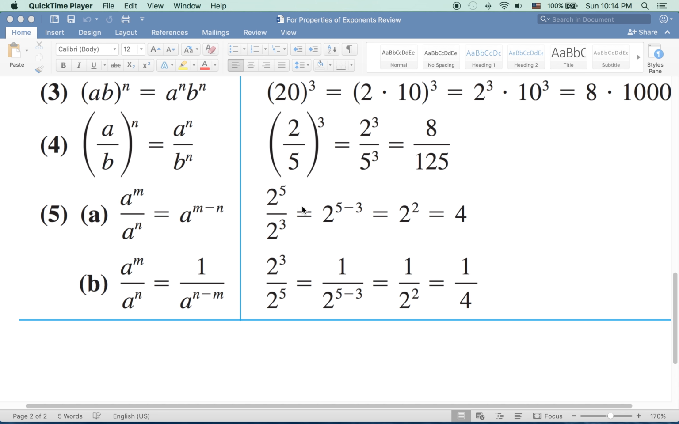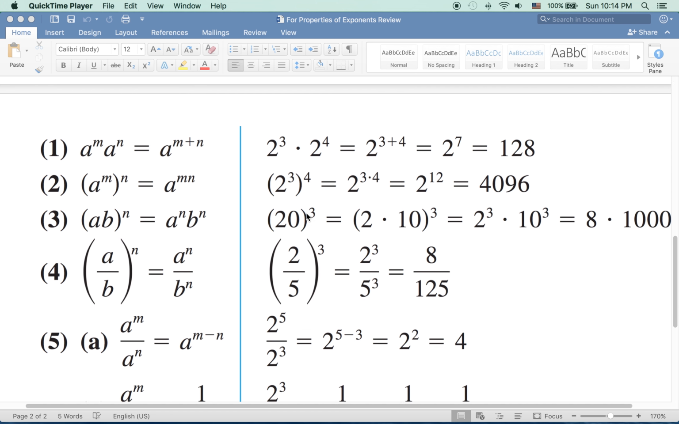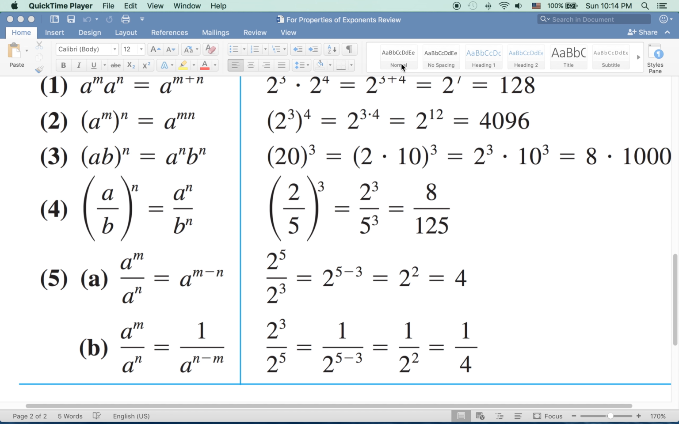Okay, you should be able to do the properties of exponents worksheet. You'll have to use many of the properties for each problem. But it's a lot of fun when you learn these properties of exponents.